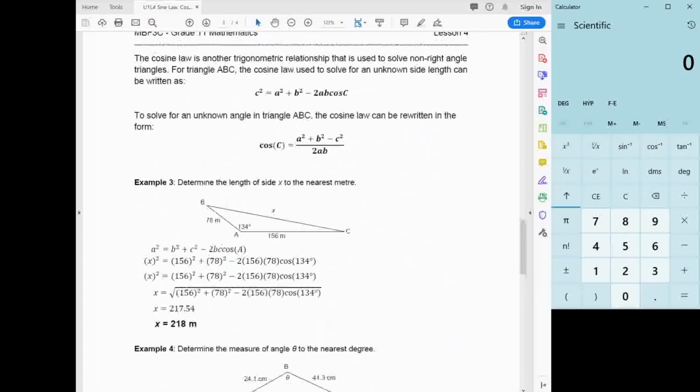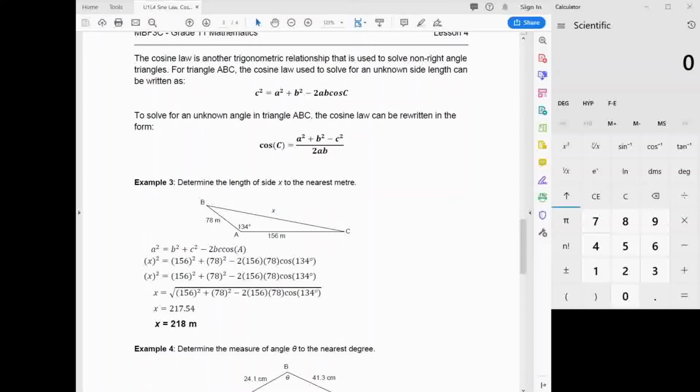Now there's another law in trigonometry. This one's called the cosine law. For the cosine law, we can use this whenever we have all three sides of a triangle known but none of the angles, or we have an angle and the two sides adjacent to it, but no angle-side pair.